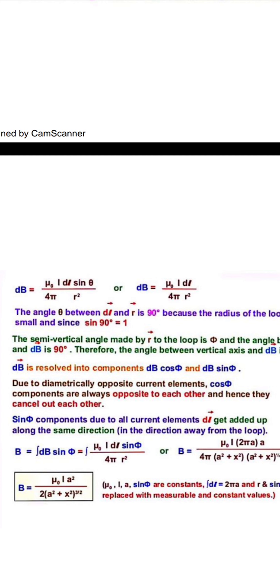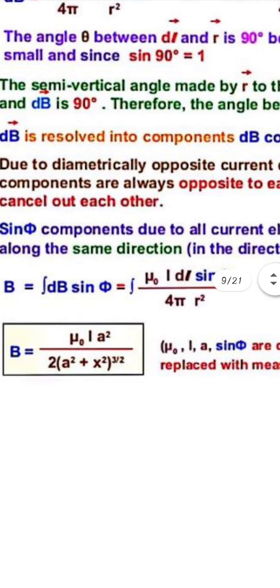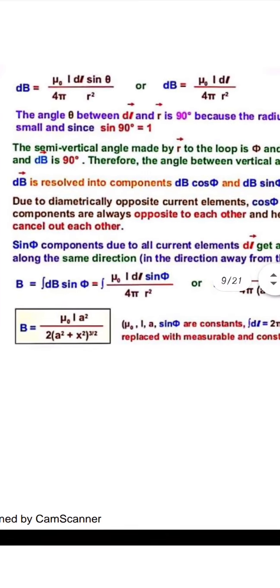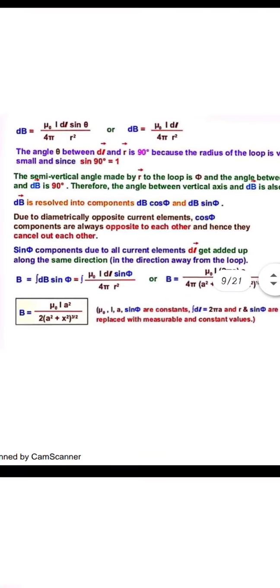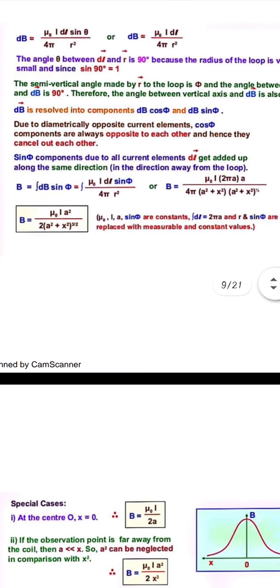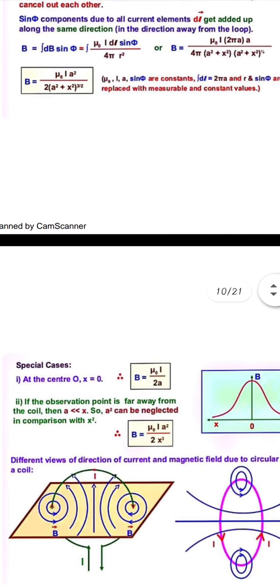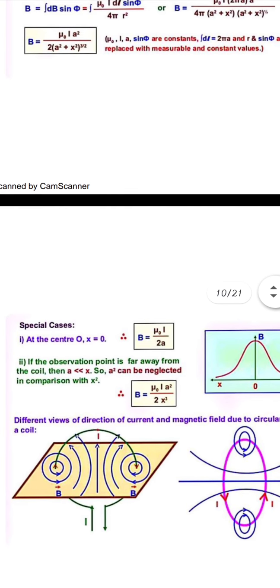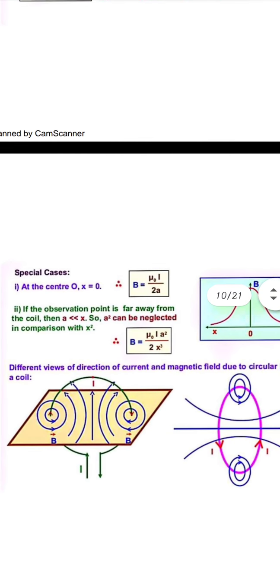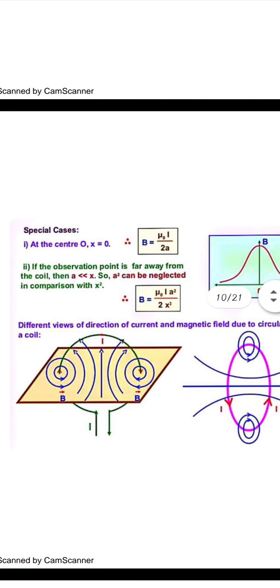Sin phi is taken as a upon (a square plus x square) to the power 1 by 2, which together is written as 3 by 2. So the relation is B equals mu naught I a square upon 2 (a square plus x square) to the power 3 by 2. This is the relation for the current carrying loop to find the magnetic field at any point P. If it is kept at the center, then x will be 0, and B is mu naught I upon 2a. And if x is very large compared to a, or a is very small compared to x, then a will be neglected, and only x will be present in the equation.